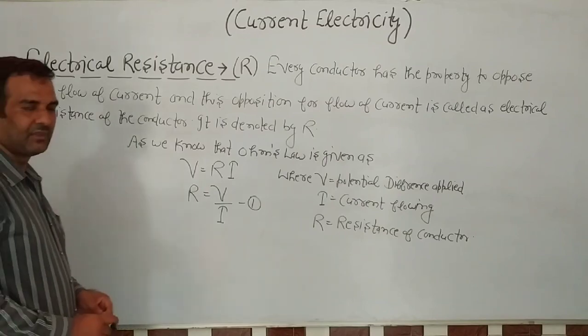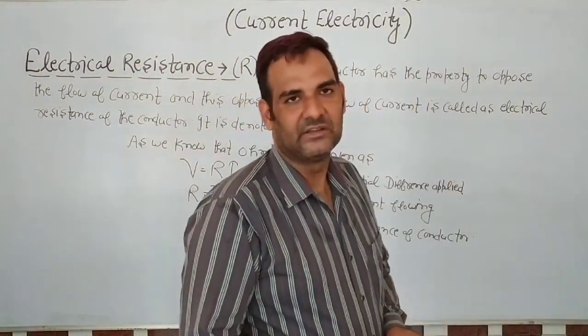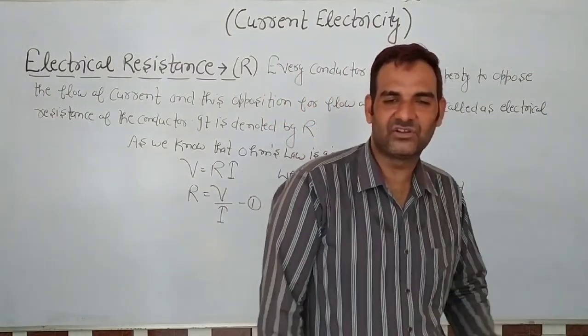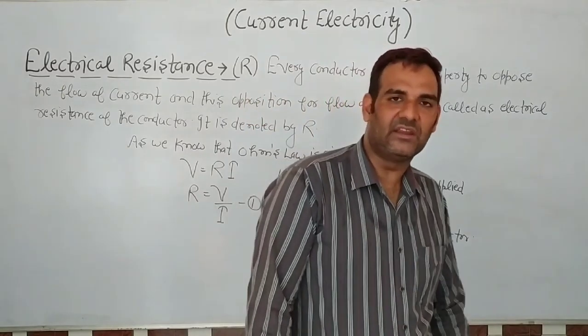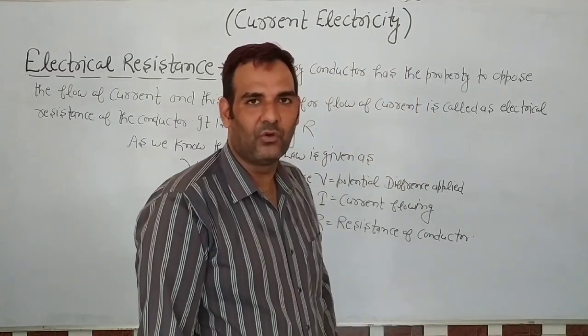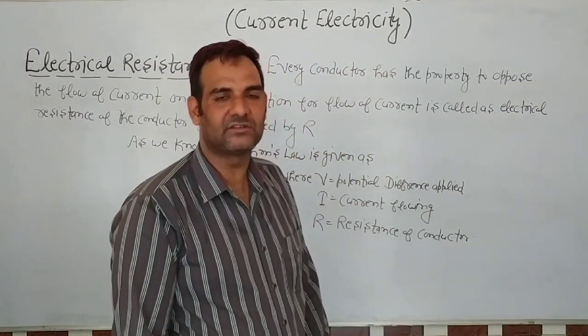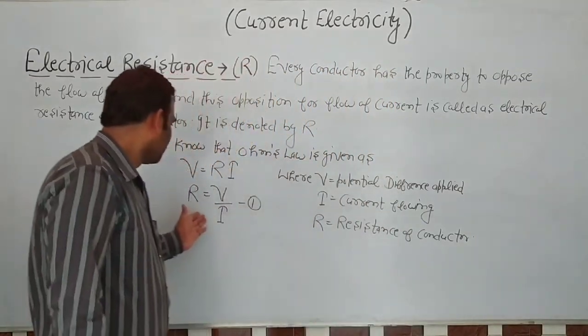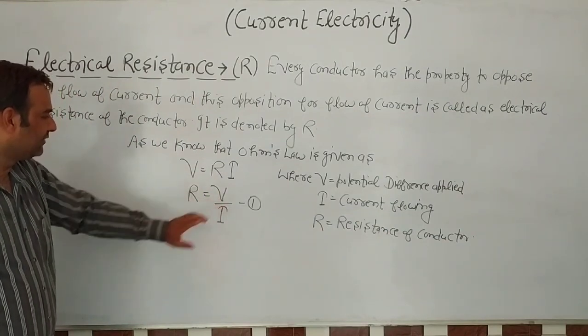What is Ohm's law? In the previous lecture we discussed physical conditions such as temperature, pressure, mechanical strength. Physical conditions remaining unchanged, it is found that the current flowing through a conductor is directly proportional to the potential difference applied across its ends. So this is Ohm's law. V is equal to RI, and R is equal to V upon I from this formula.